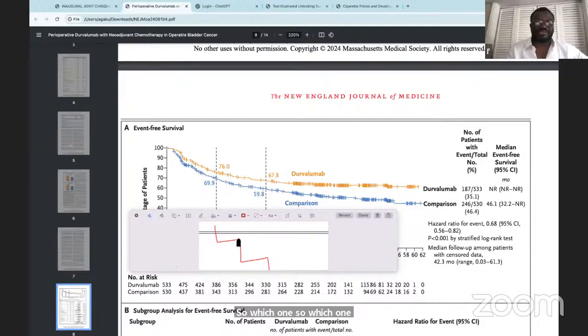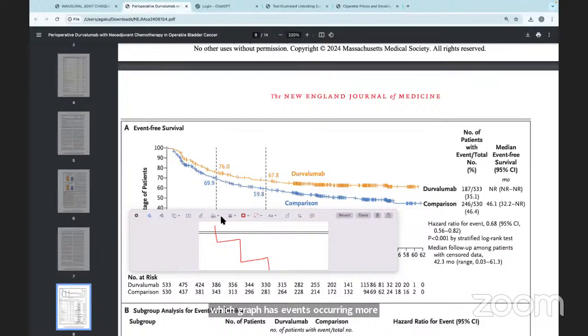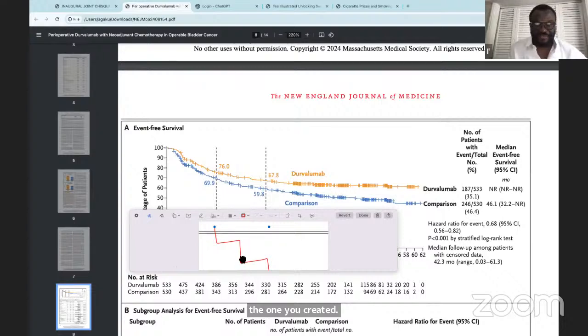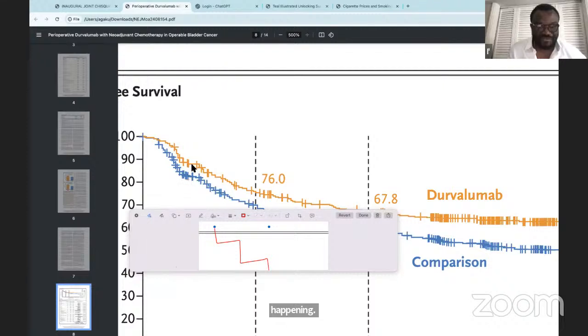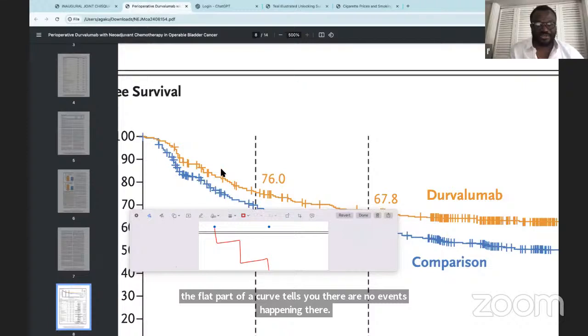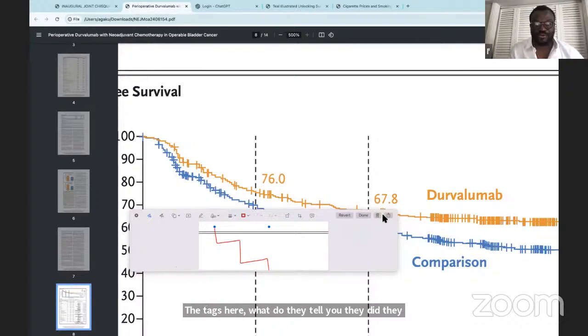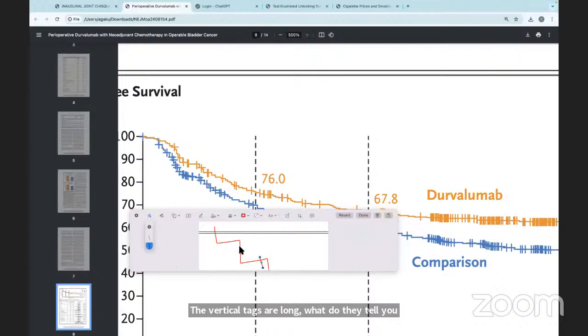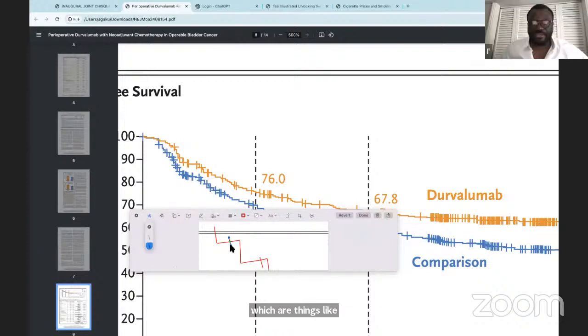So when you compare this one versus this one, which graph has events occurring more dramatically or a lot more at one single time? The one you created. Exactly. So remember that this part of a curve represents where events are happening. If the drop is very long, that means that you have a lot of events happening. You can see how gentle this one is. You just have a few events, and remember the flat part of the curve tells you there are no events happening there, right? The vertical tags along the curve, what do they tell you? Which are things like lost to follow up. Exactly. These are censored observations.